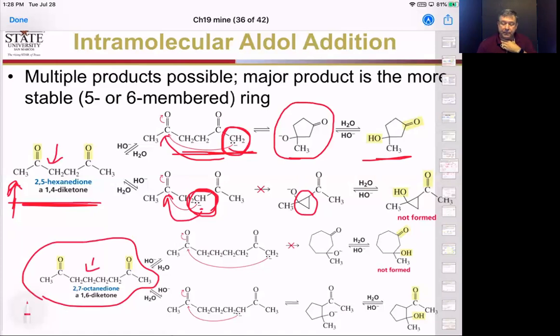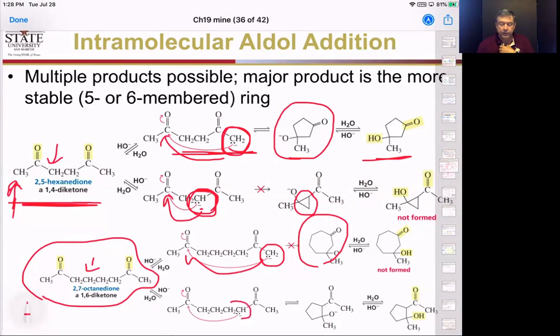When we do that, if we deprotonate the external alpha hydrogens here, and it comes in and reacts with the carbonyl, we're going to end up with this 7-membered ring, okay? 7-membered ring, that's a little too disordered. There's too much entropy, and we actually don't form it because that is too disordered.